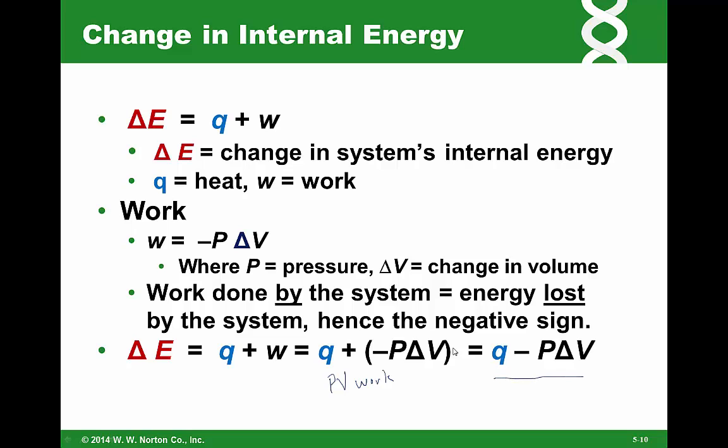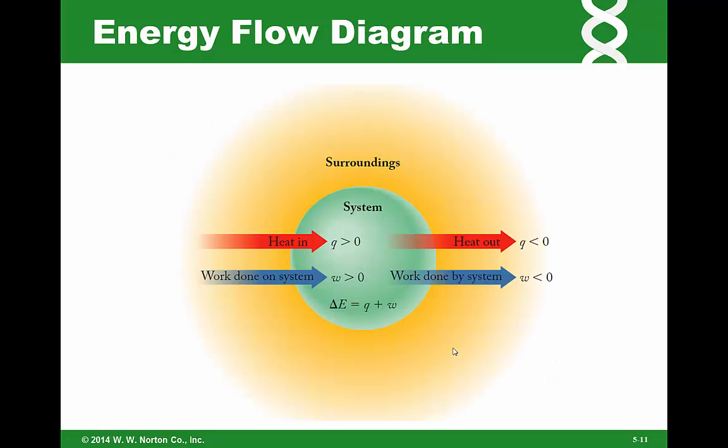So this is what we can use to calculate the energy change in chemical systems, which typically only do expansion compression work. So we would need to know what pressure is pushing down on our system and the change in the system's volume. So finally, let's look at this energy flow diagram. So this summarizes what we've just been talking about with our sign convention and the formalism.